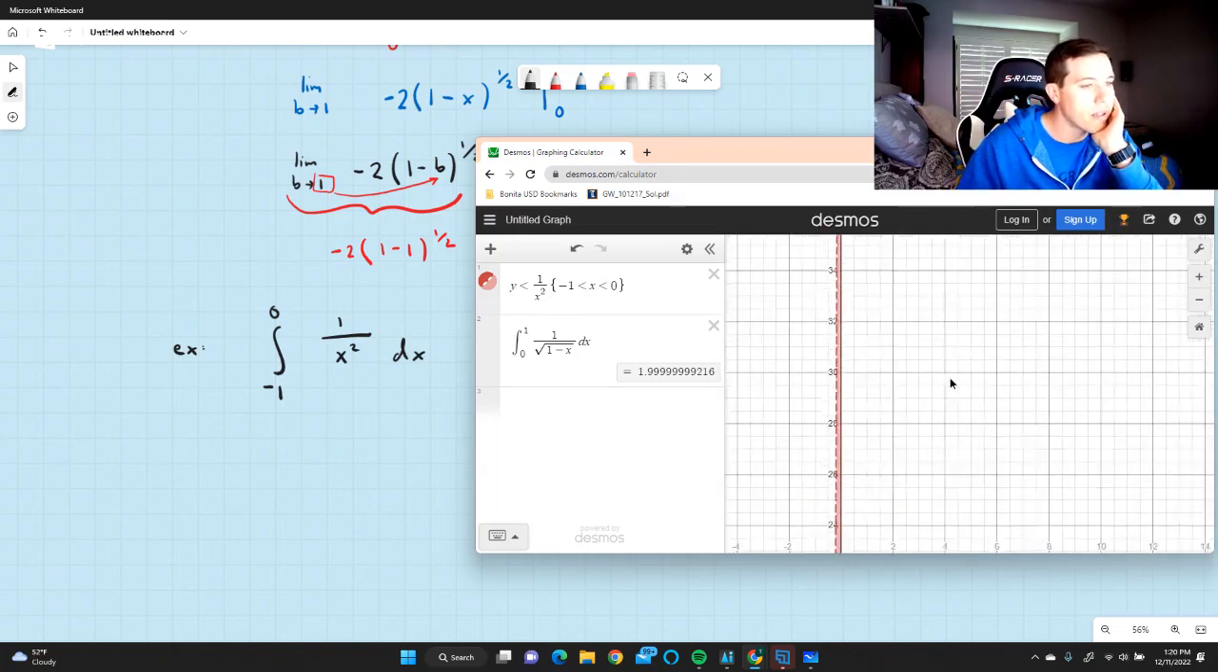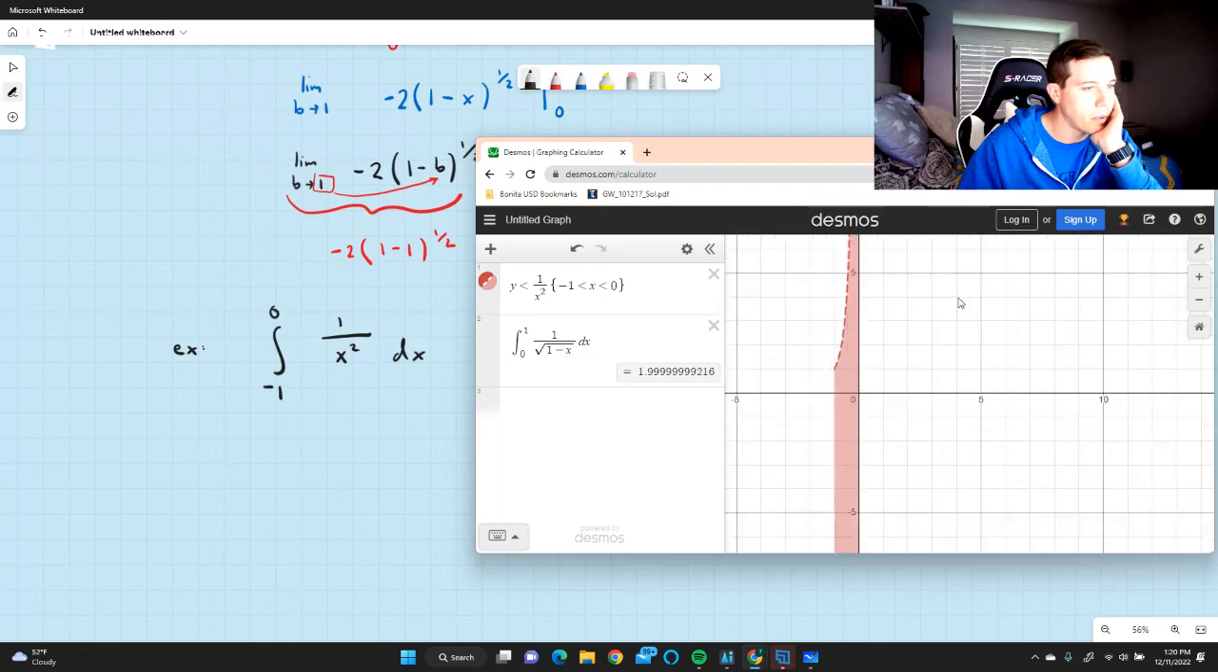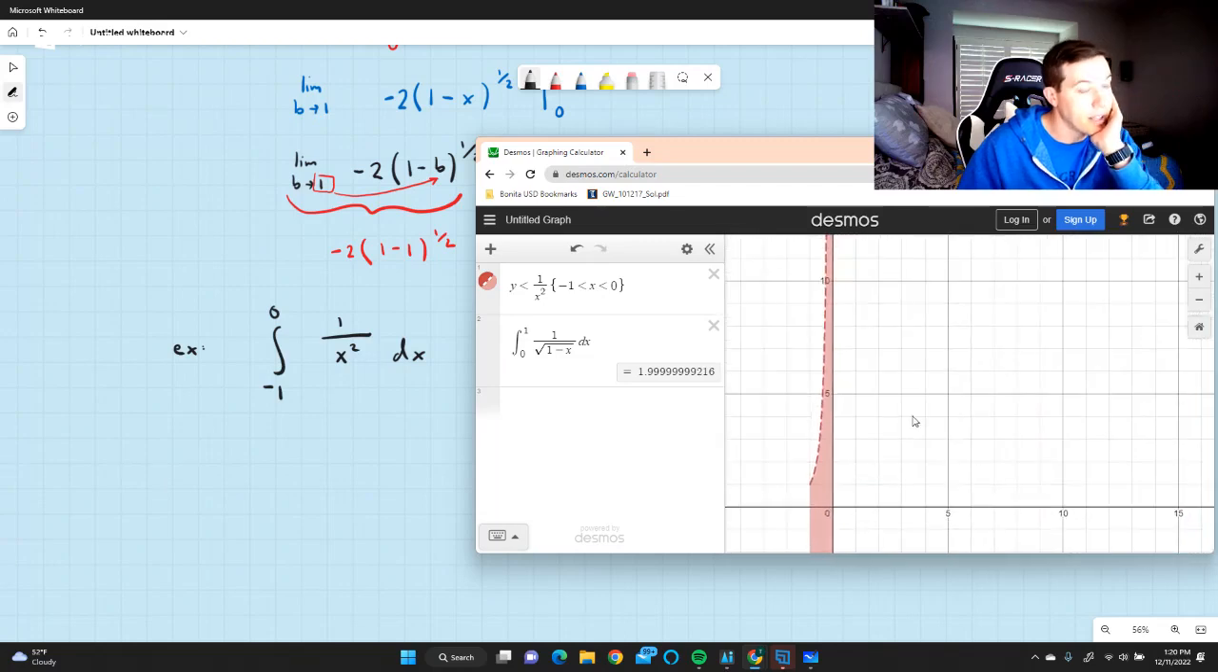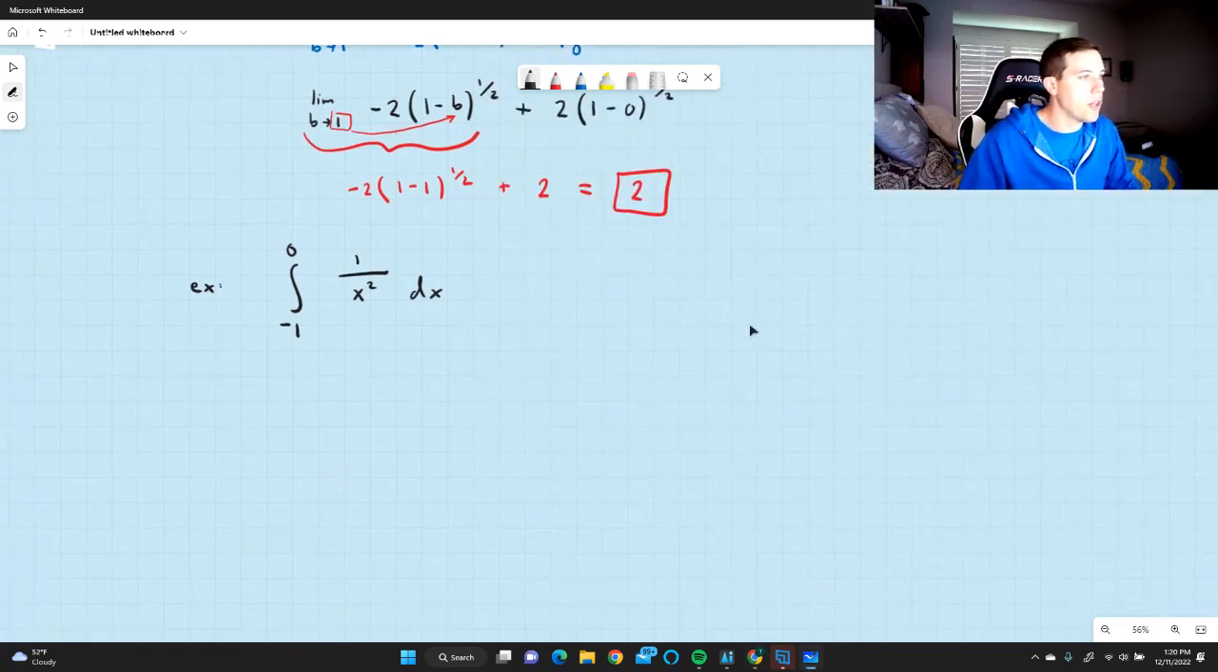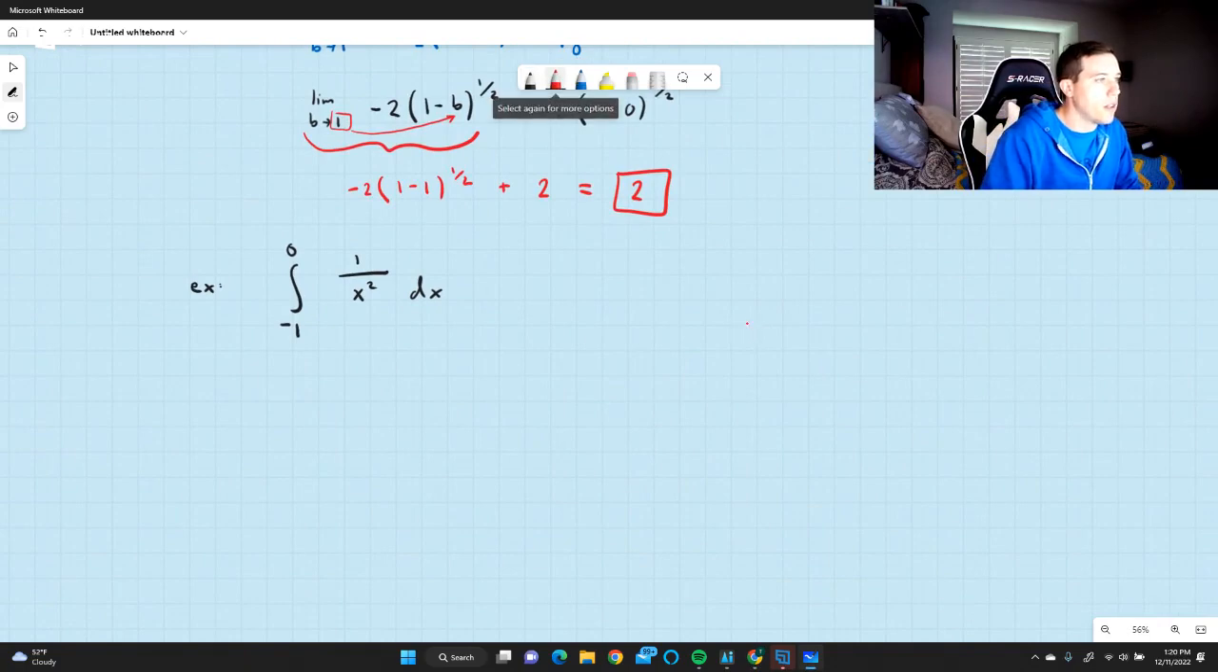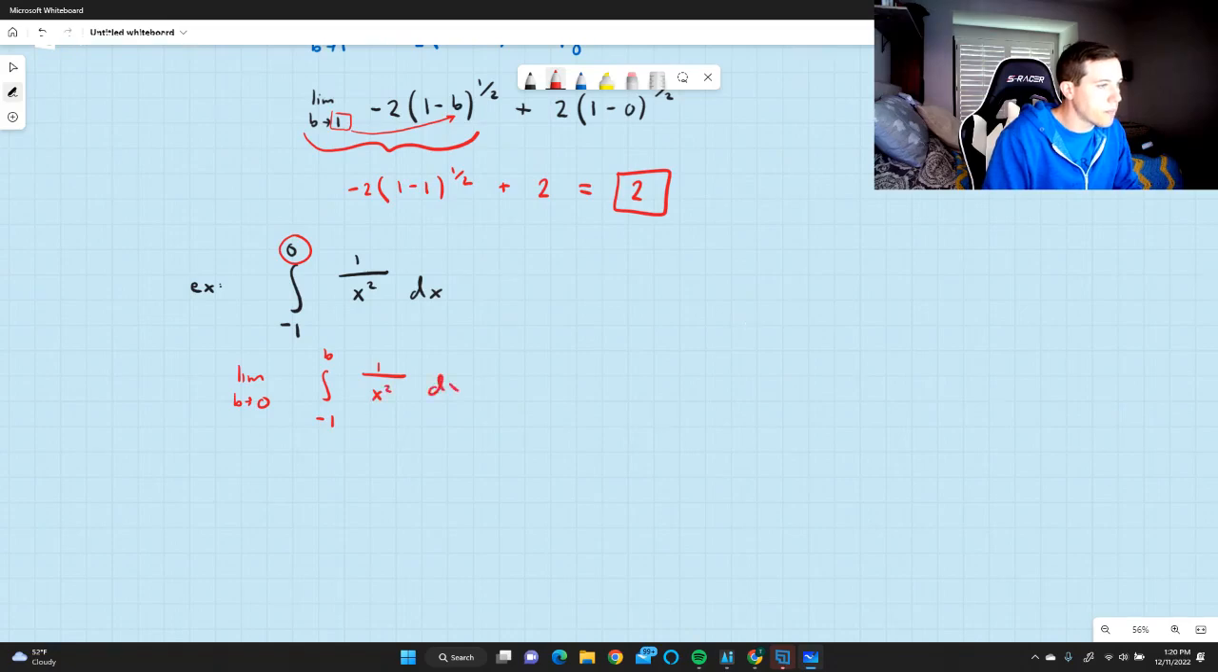It looks very similar to the last problem. You're like, well, it's probably going to have a similar answer. Turns out it doesn't. And that's why the calculation is going to be so important. So let's go through it and see why this one's a little bit different. So same logic, identify the problem. The problem is this 0. So we're instead going to say take the limit as b approaches 0 of the integral from -1 to b of 1 over x squared dx.